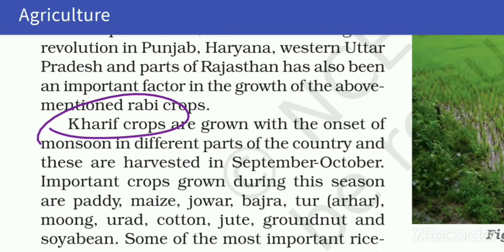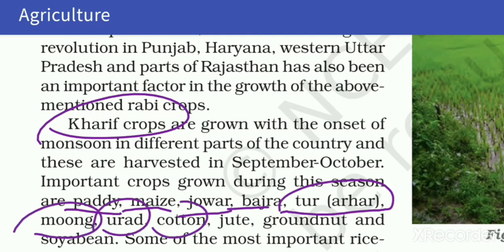Once again here we can find the second sub point, crops. Which are the major or important crops of Kharif? Here you see paddy, which means rice. Thereafter maize, jowar, bajra, tur or arhar. Then moong, urad, cotton, jute, groundnuts, and thereafter soya bean also. So these are some important Kharif crops.